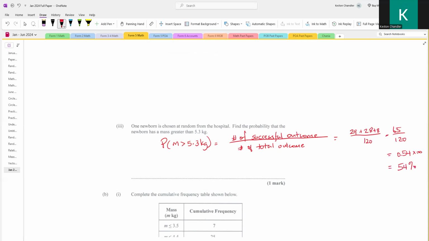So at any random given time, if I pull a weight, there's a 54% chance that that baby is more than 5.3 kilograms. Give me more thumbs up if you understand that.